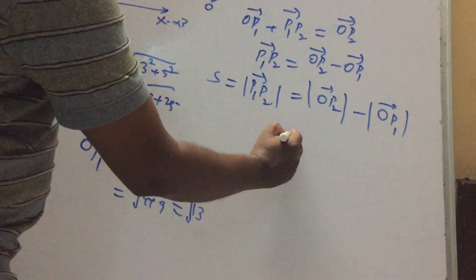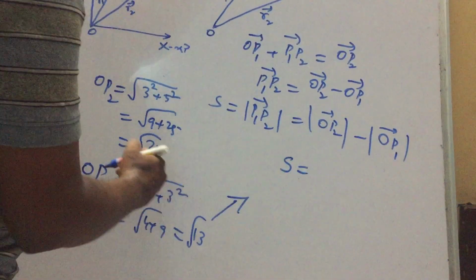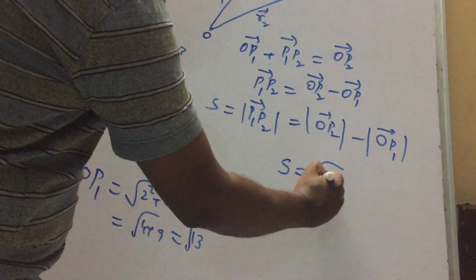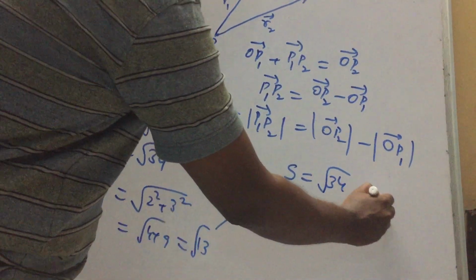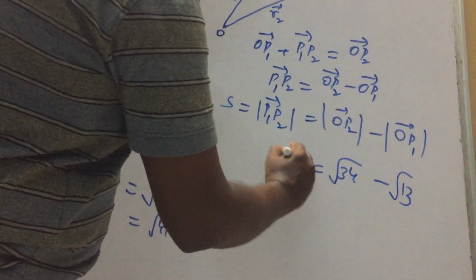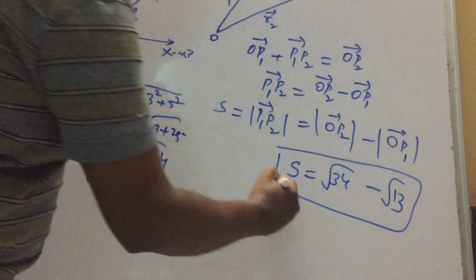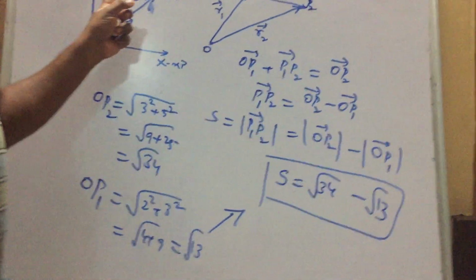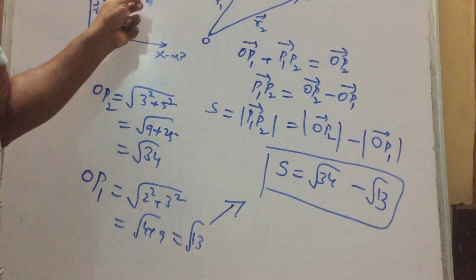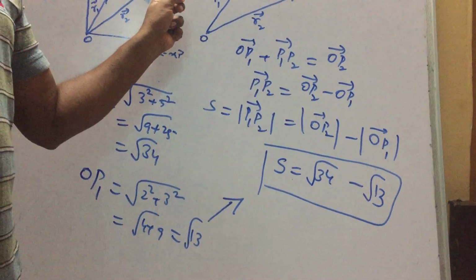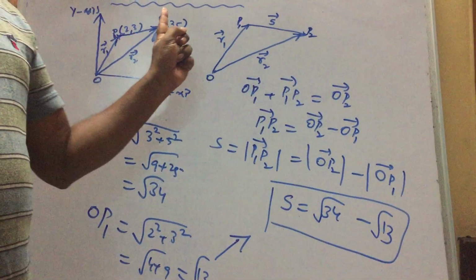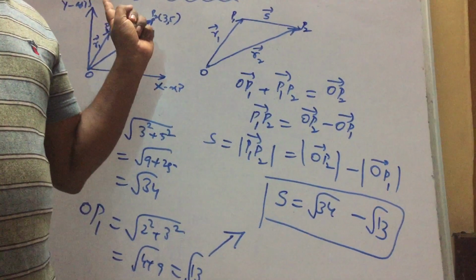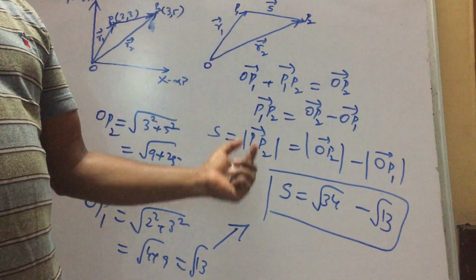Now substitute the values here. Substituting, what do you get? S is equal to OP2, root 34, minus root 13. So the S value will be equal to root 34 minus root 13. This is the displacement from point P1 to P2. In this way we can find the displacement covered by the particle or object.